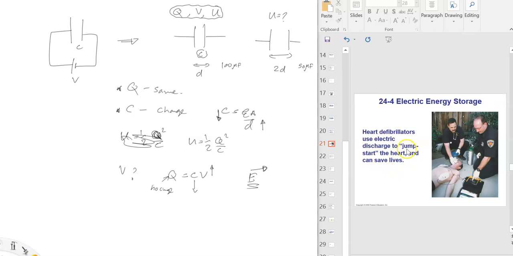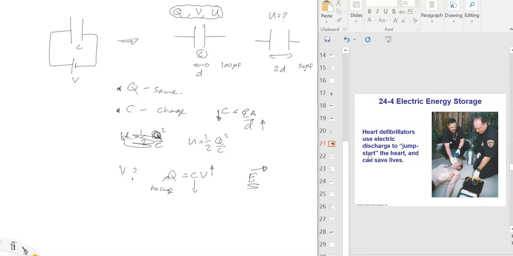I'm not so sure about this term jumpstart. Jumpstart sounds like the heart is stopped. What I'm pretty sure about is it brings the right rhythm back. Fibrillation means the heart is going out of rhythm. It's still beating, but not the right rhythm. So a sudden electric surge, the right amount of current and voltage, can bring the rhythm back, can correct it. So that's the purpose of this device.